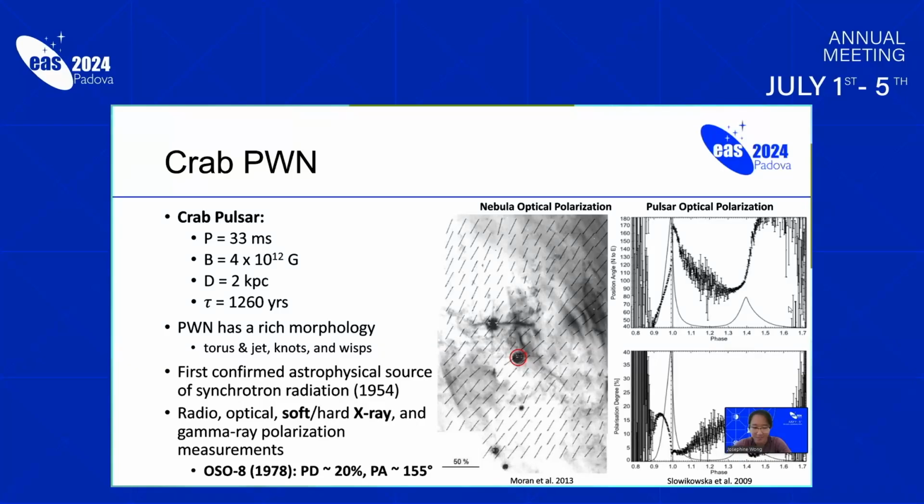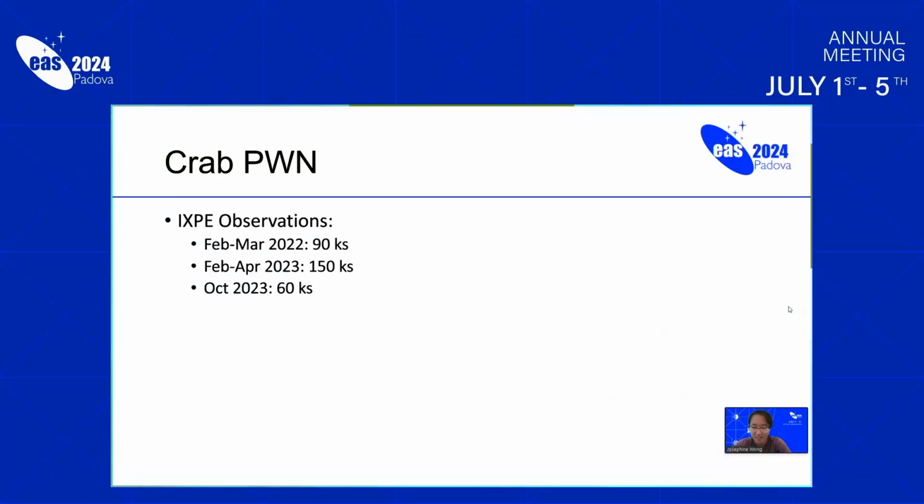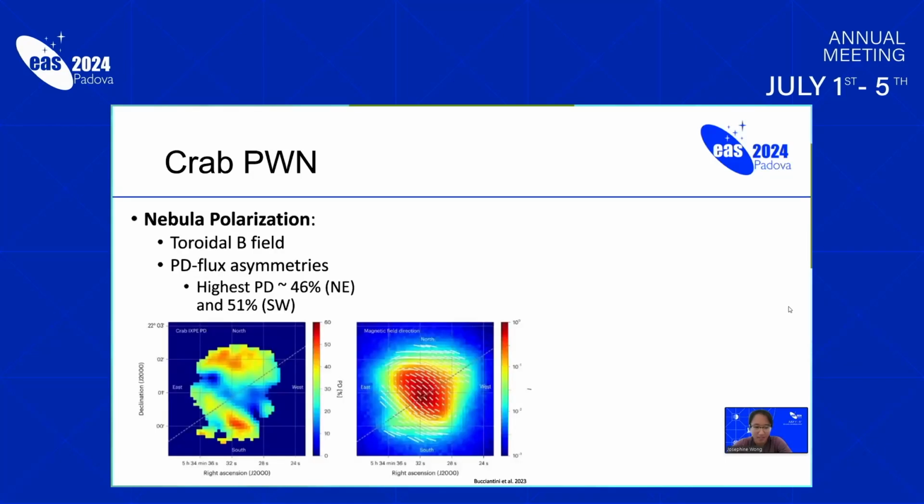So with that comes IXPE. So IXPE has observed the Crab for a total of 300 kiloseconds. But we only have results for the first observation so far. From that observation, we've been able to map out the polarization structure in the nebula. So that's shown here in these panels on the bottom.